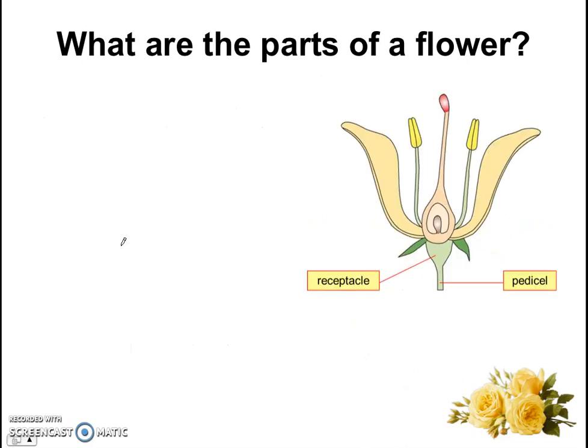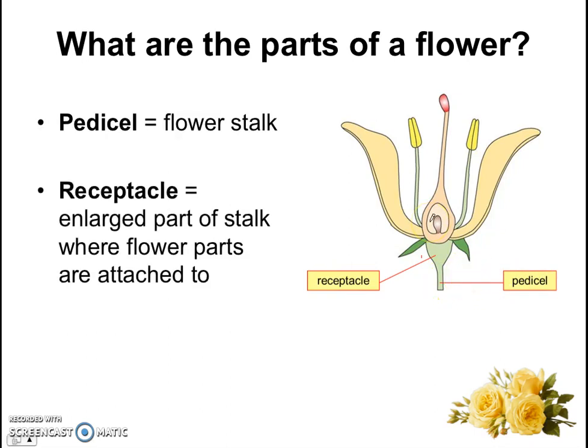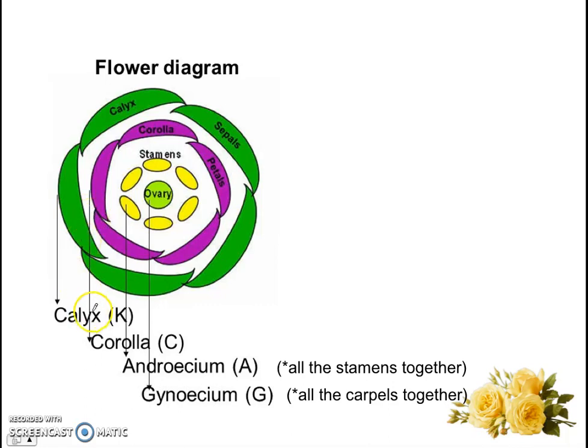Now at the base of the flower, we have two important parts. Firstly, the receptacle, and also the flower stalk or the pedicel. The pedicel is the flower stalk, and the receptacle is actually part of that stalk. It's an enlarged part that the flower sits on, that all the flower parts are attached to. So basically the sepals are attached to it, the petals are attached to it. It forms the base of the flower. Alright, so this diagram here is just to help you to have a better idea of what is the calyx and the corolla. So this is a view of the flower if you're looking at it from the top.